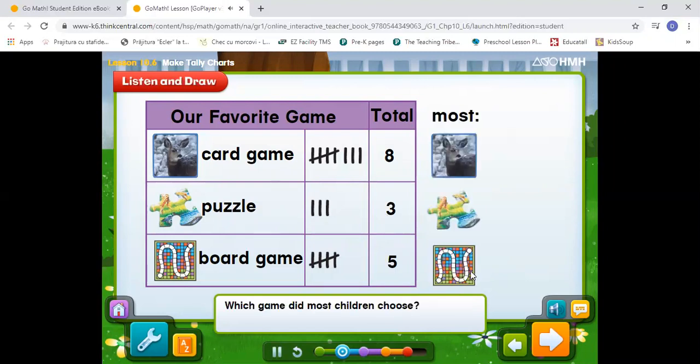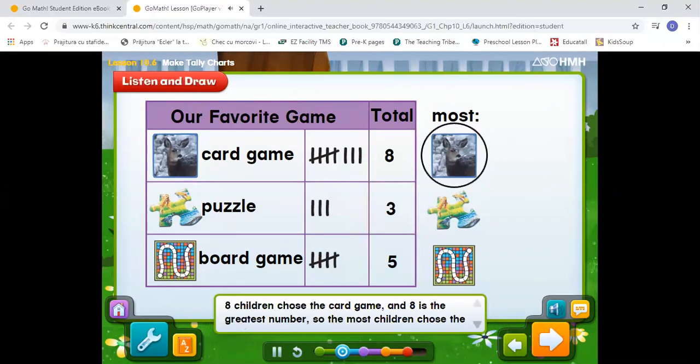Which game did most children choose? Most. So the biggest number of children is 8. So they chose the card game. 8 children chose the card game, and 8 is the greatest number, so the most children chose the card game.